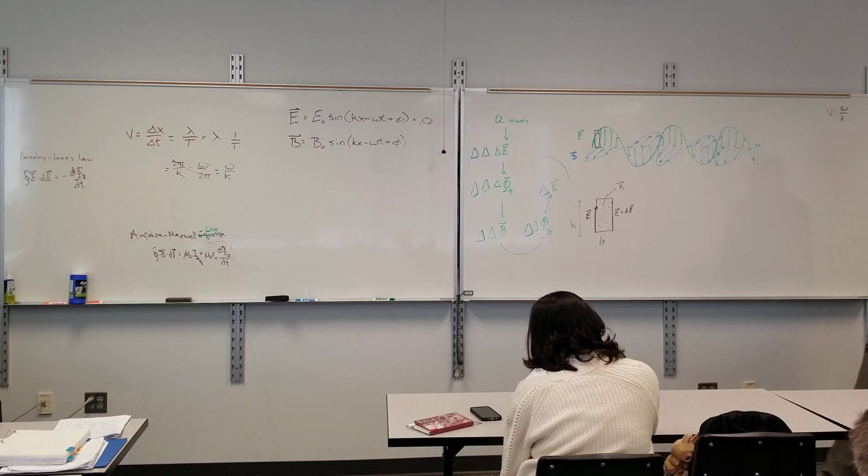So this would be E dot dl along path A, plus E dot dl along path B, plus E dot dl along C, plus E dot dl along D. And that should be equal to the negative d B dot A dt. I guess it would be, yeah, with that.